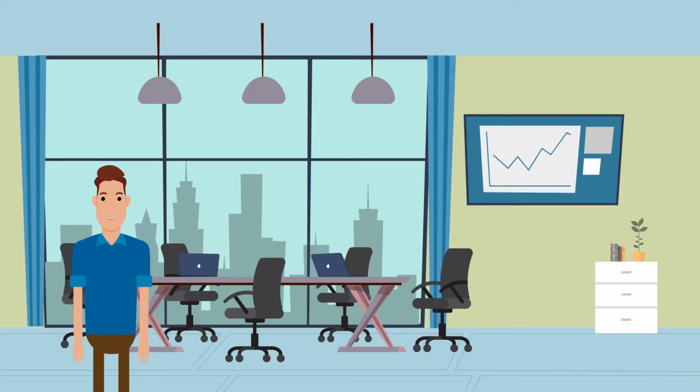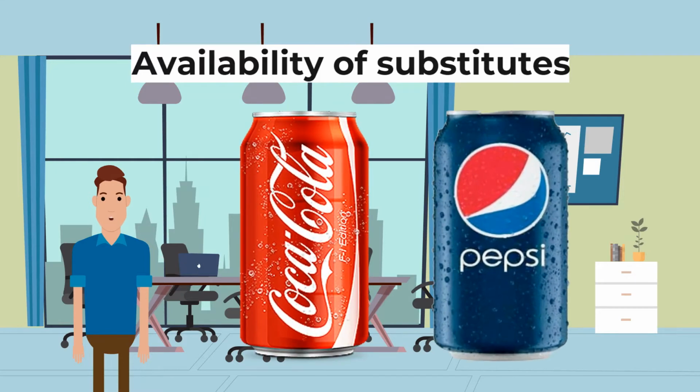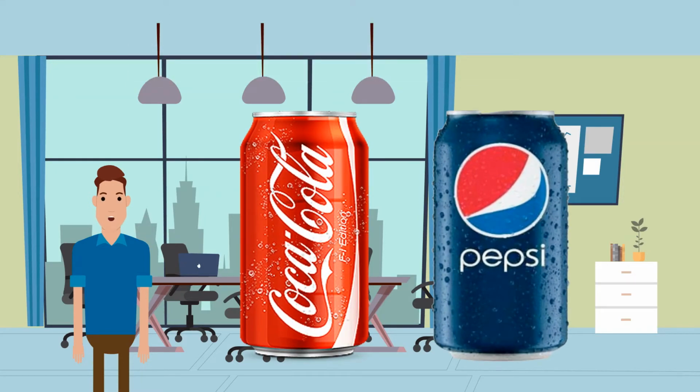What are the factors influencing PED? 1. Availability of substitutes. If a product has lots of substitutes, for example, instead of buying Coke you could buy Pepsi, people will switch to other products when prices go up. Therefore, PED will be elastic.